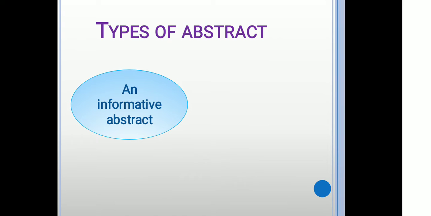There are two types of abstract. The first one, an informative abstract. An informative abstract extracts everything relevant from the paper, such as primary research objectives addressed, methods employed in solving the problems, results obtained, and conclusions drawn. Such abstracts may serve as a highly aggregated substitute for the full paper.